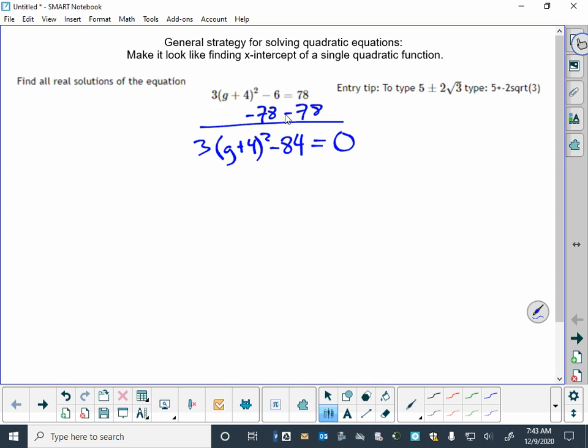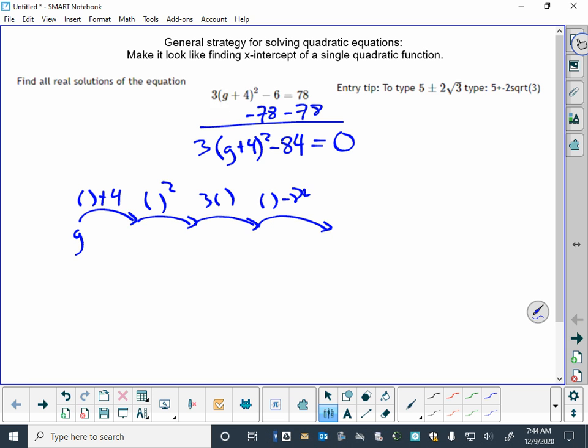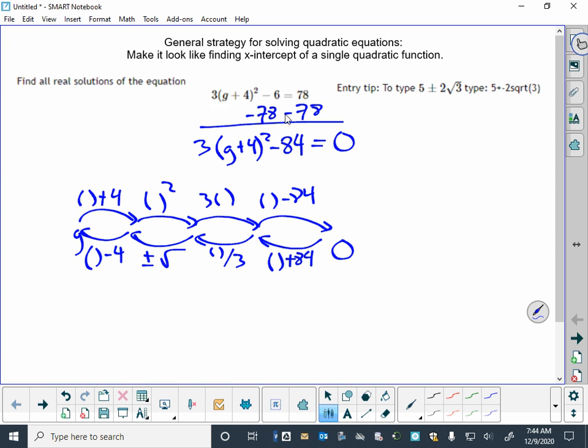So my strategy for vertex form was to use an arrow diagram. So we're adding 4, squaring, multiplying by 3, and subtracting 84, and getting 0 as a final answer. So I need to work my way back to the x here, which is going to start by adding 84, and then dividing by 3, doing a plus or minus square root, and then subtracting 4.